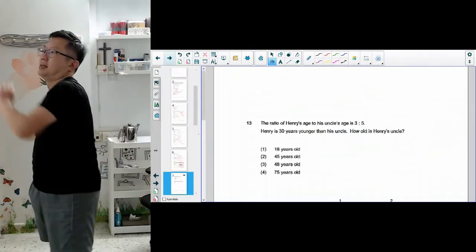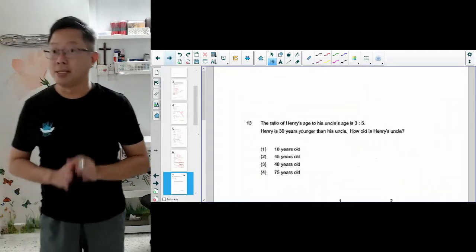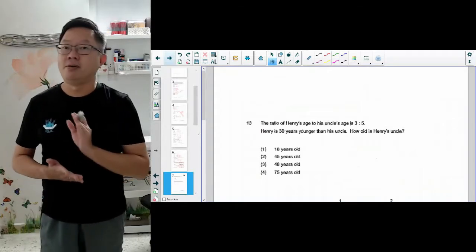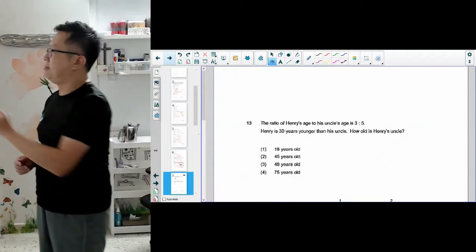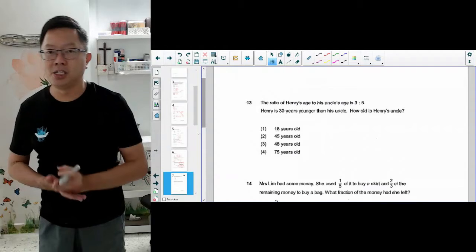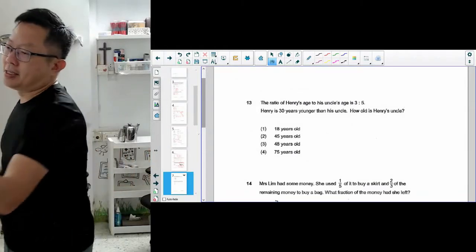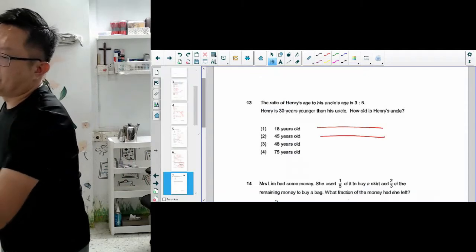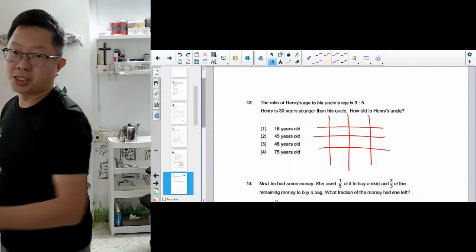Question number 13. Okay, ratio again. And every time there's a ratio problem, there's an age problem, then you have a before and after. So it's quite easy to recognize that if you have an age problem, then usually there's a before and after, and what is unchanged? The age difference is unchanged. Okay, and there's a method that I want to show you, which is a table method. So every time there's a before and after. Okay, so I don't usually show this.